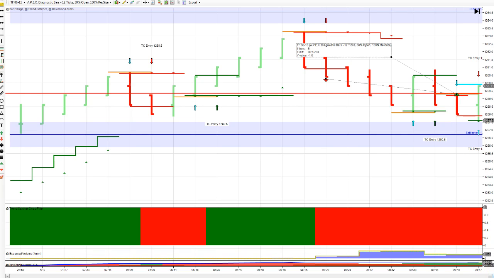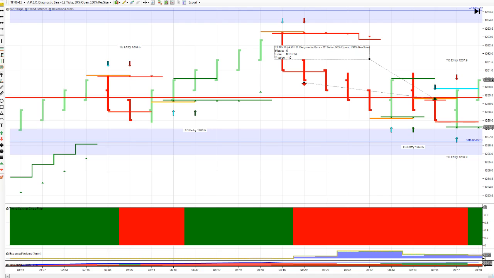Okay, can I take this long yet? Got a long right there. Can I take it yet? I tick above the high. Can I do that? So, nope, because we got a red chop filter. Okay.